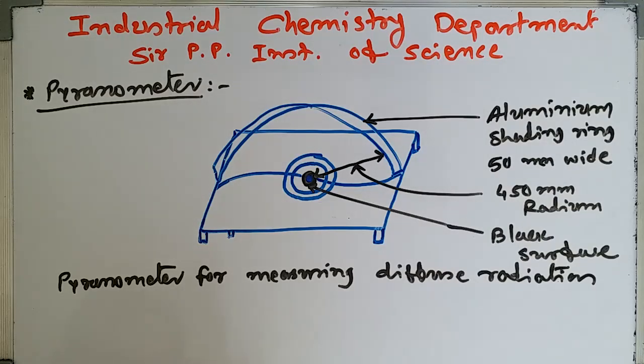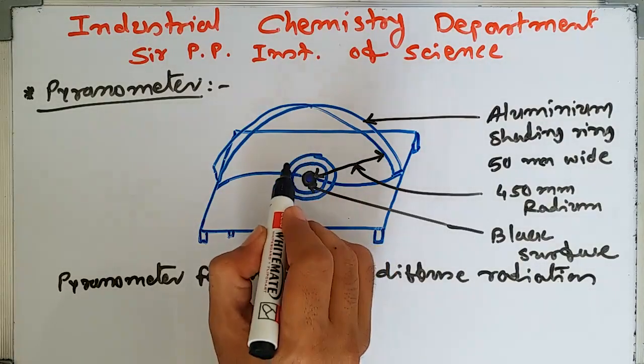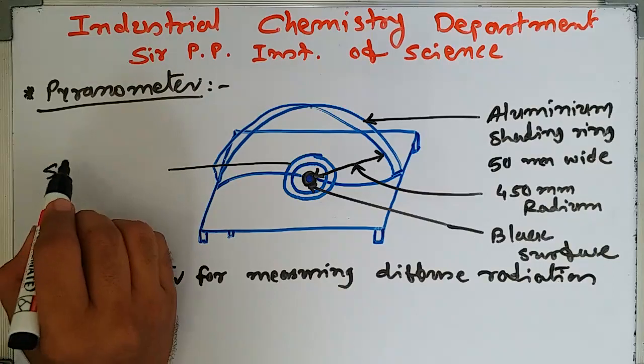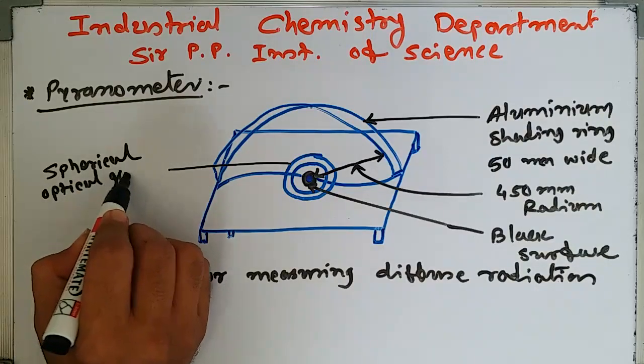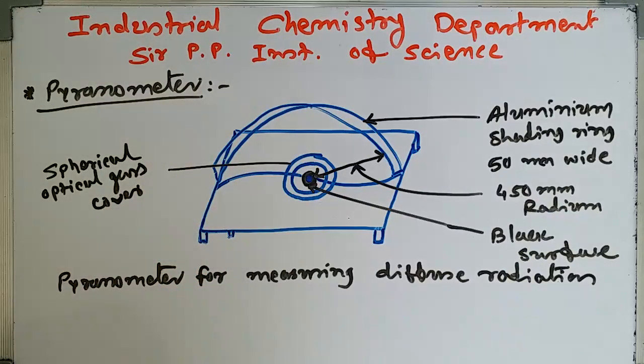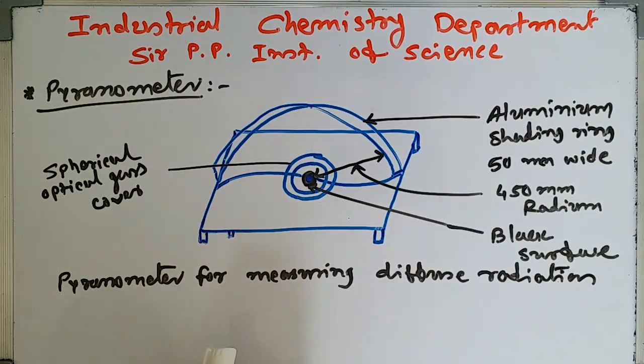And also we see a concentric spherical optical glass. This is the spherical glass cover, and this optical glass has excellent transmission characteristics. So when solar radiation falls on this spherical optical glass cover, it absorbs and measures diffuse radiation, and this can be done by measuring it at the center of a semicircular shading ring.